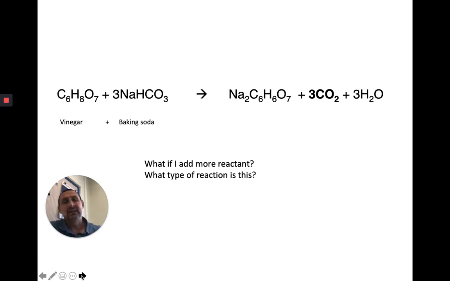This is going to be an exothermic kind of reaction. That is, I add the vinegar and the baking soda, and I'm going to get a reaction, and it's going to give off carbon dioxide and water as a result.